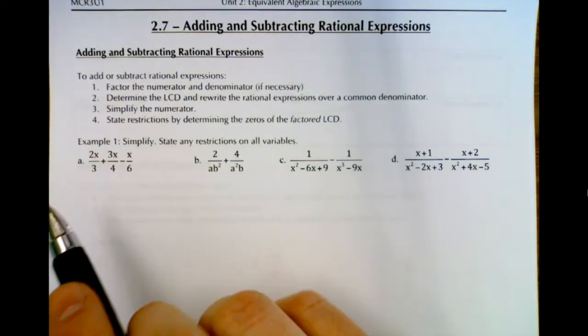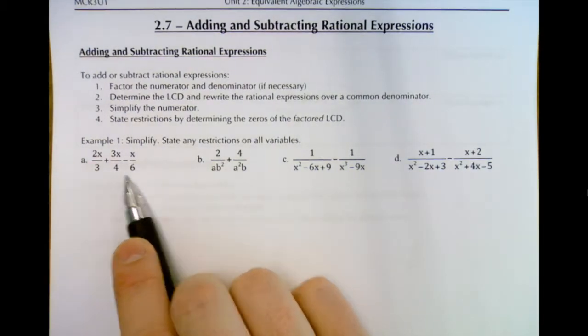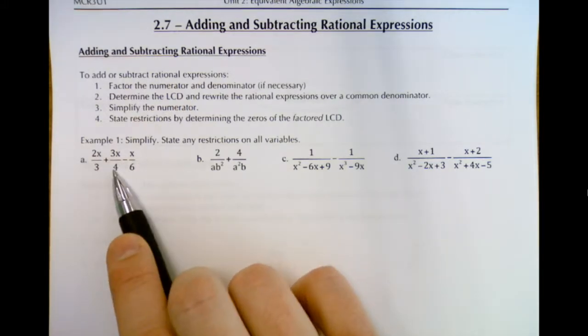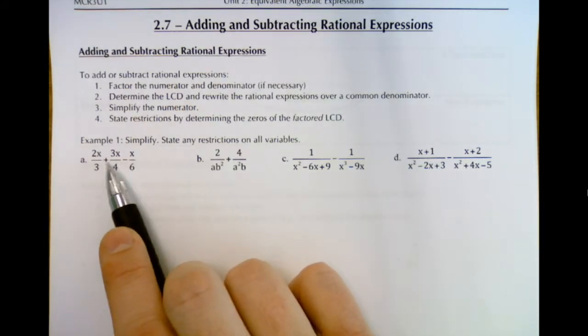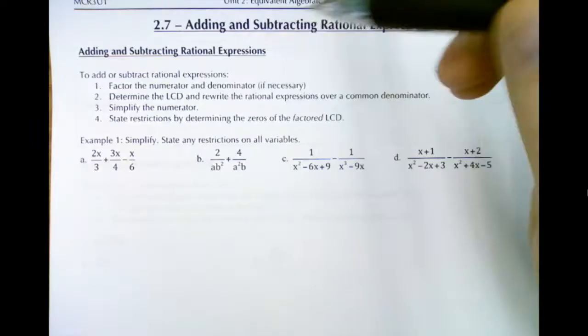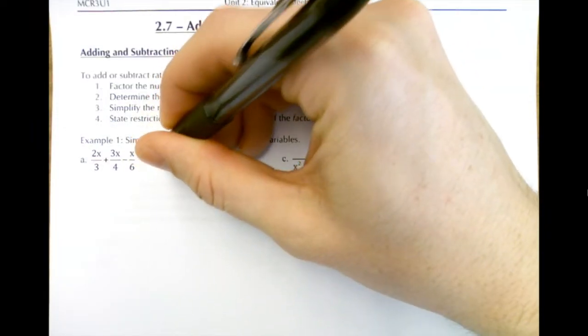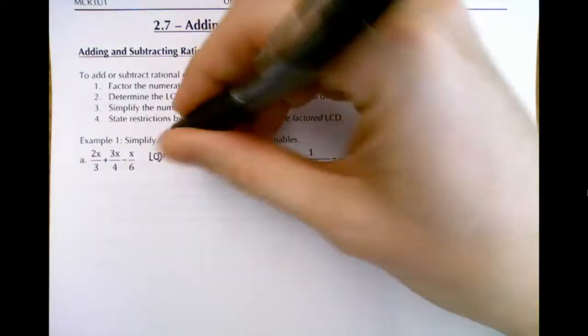Our first one, we don't have letters in the denominator. We just have numbers. So this is kind of an adding and subtracting fractions review. We've got 2x over 3, 3x over 4, and x minus 6. We're adding the first two and subtracting the second one. In order to add and subtract fractions, you need a lowest common denominator. So what is our lowest common denominator? Well, between 3, 4, and 6, 12 would be the lowest common denominator.